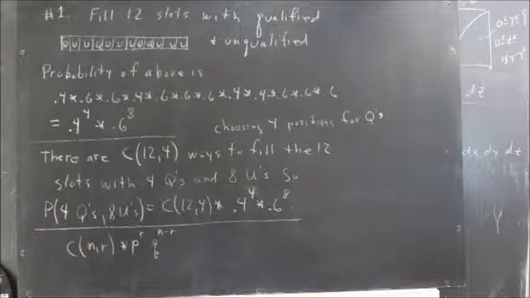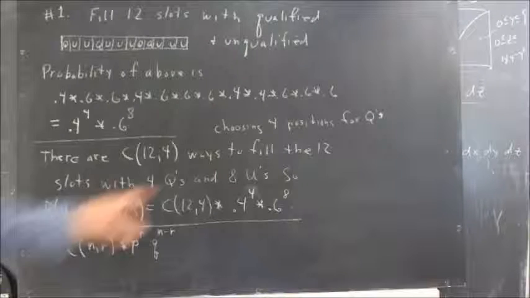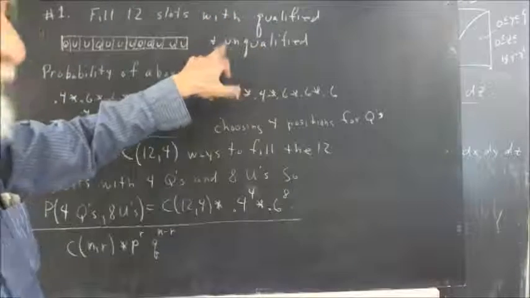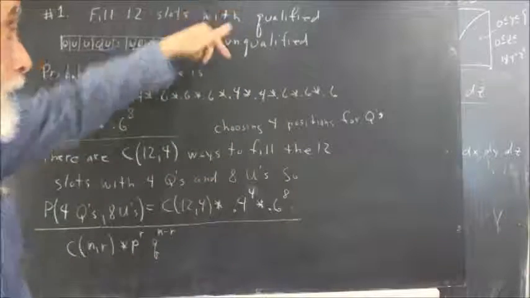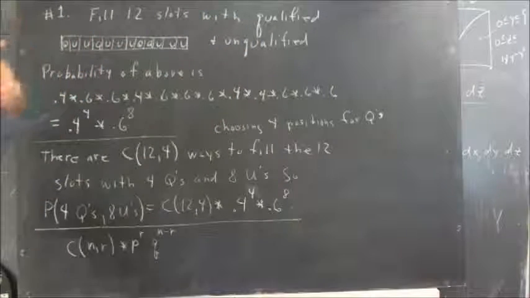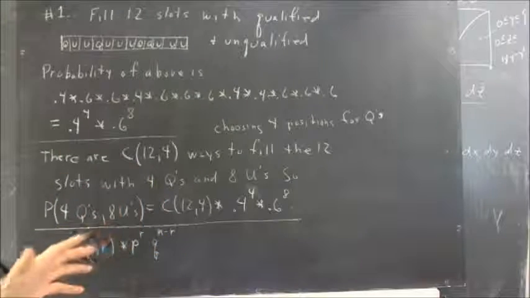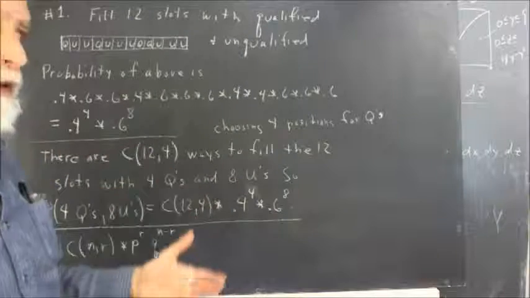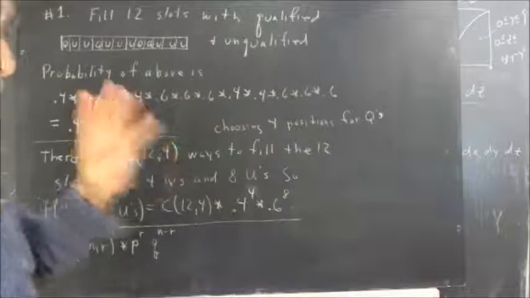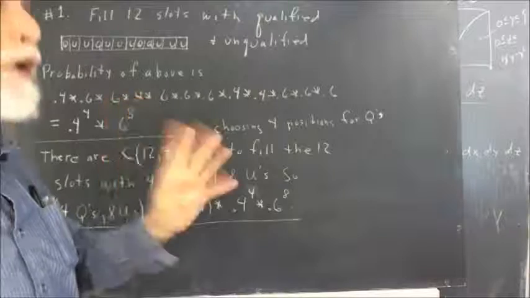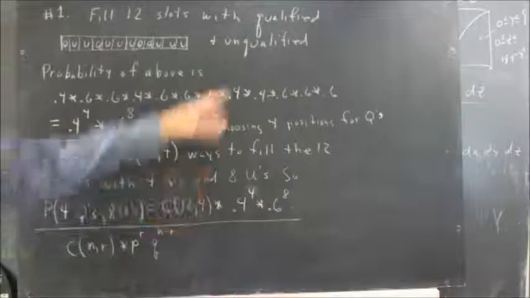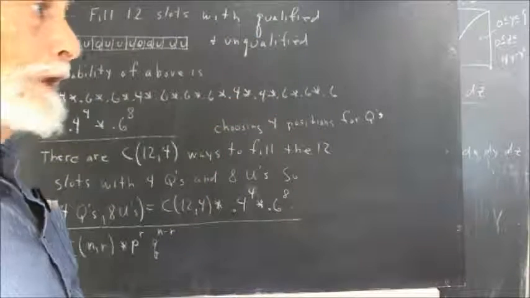We have the first problem on the sheet, and I'm using qualified and unqualified as opposed to overqualified and not overly qualified, just a little easier to abbreviate these characteristics. So we're trying to understand the probability of a random selection of 12 people from a large group coming up with exactly 4 people who are overqualified, or who are qualified, let's say. So a person's either going to be qualified or unqualified.